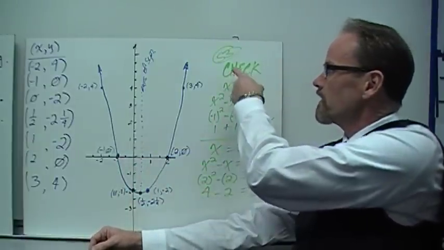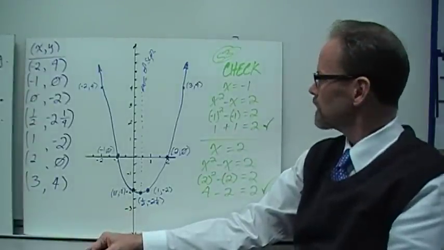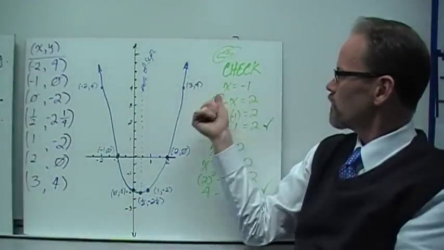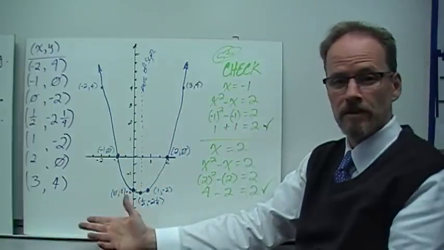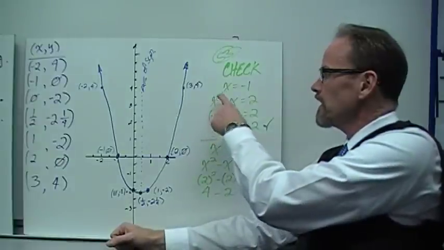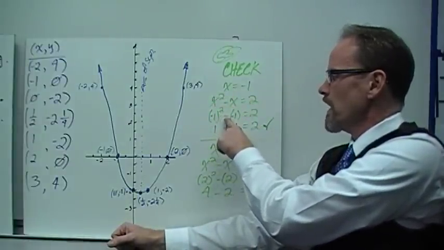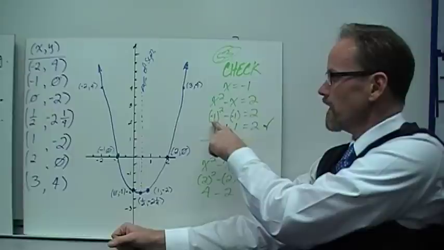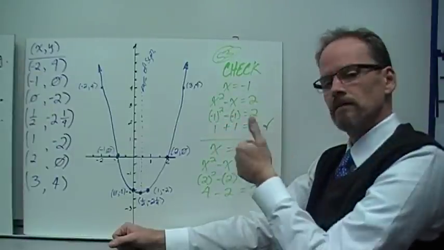And I'm going to check it, my last step, just to make sure everything is okay. X equals negative 1. I take the original. I'm using the original. I'm not using the standard form. I'm taking the original, and I'm plugging in negative 1 for x. So negative 1 squared minus negative 1. That's going to be a 1. That's also going to be a positive 1, and 1 and 1 make 2.